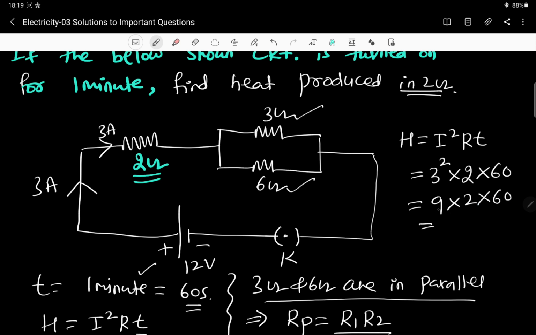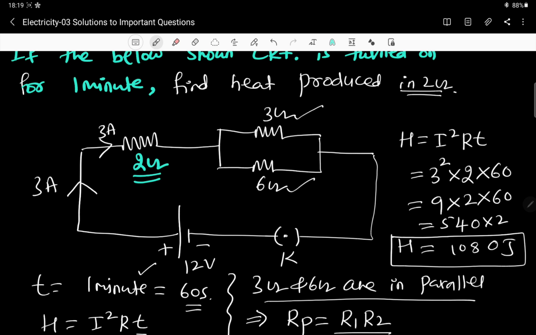Now you can do this calculation. 9 into 60: 9 6s are 54, so 540, into 2. Then it becomes 1080. So 1080 joule is going to be produced if the circuit is on for 1 minute.